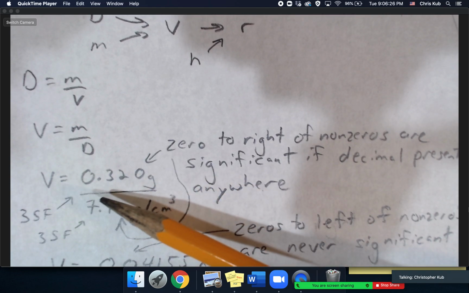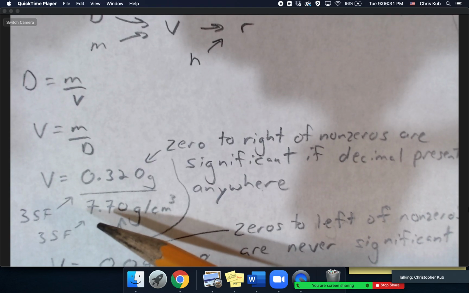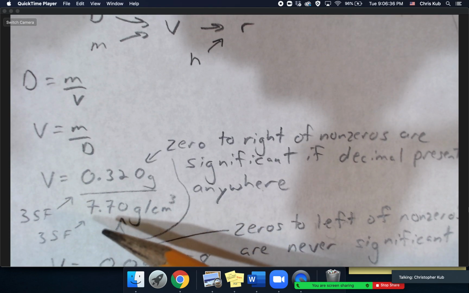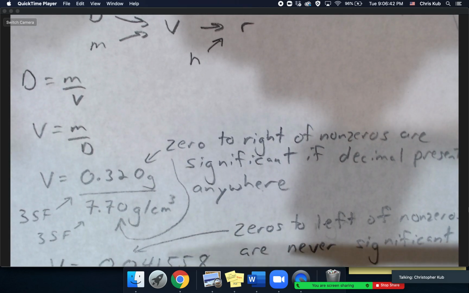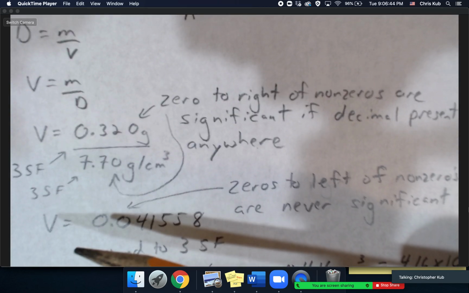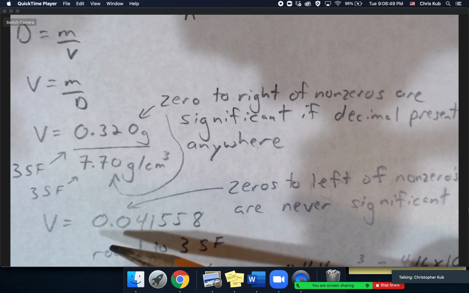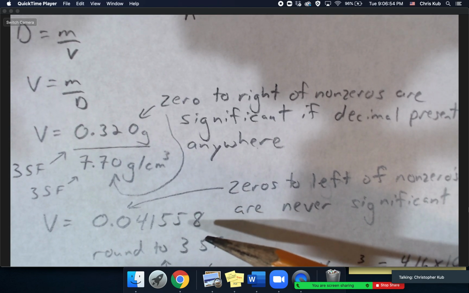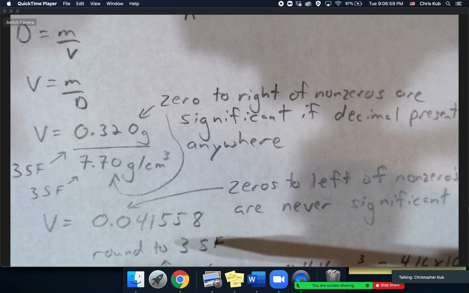All right. So we have 0.320 grams, and then we divide by the density, which is 7.70 grams per centimeter cubed. Don't leave out zeros. That was the density found online. Okay, so from that we can calculate the volume. Now, your calculator might spit out that the volume is 0.041558 centimeters cubed. But if you were to write that number, you would be implying that you know pretty darned well the volume of this.